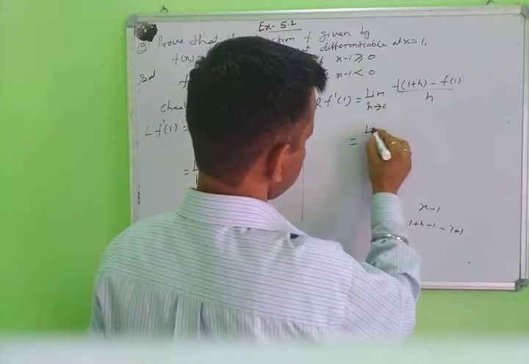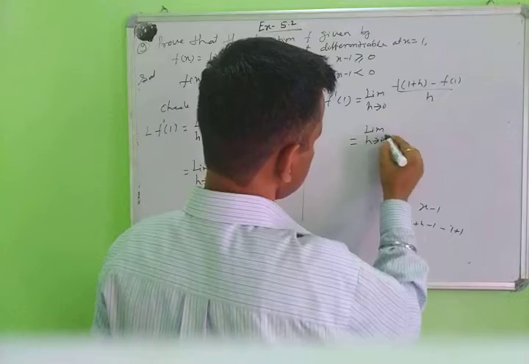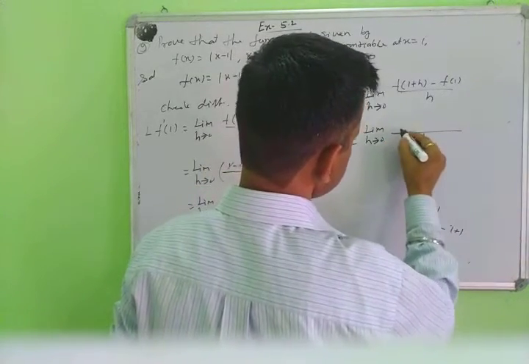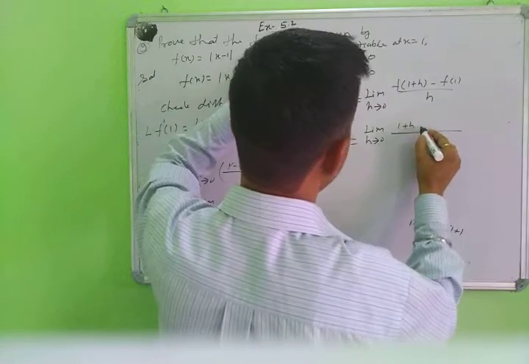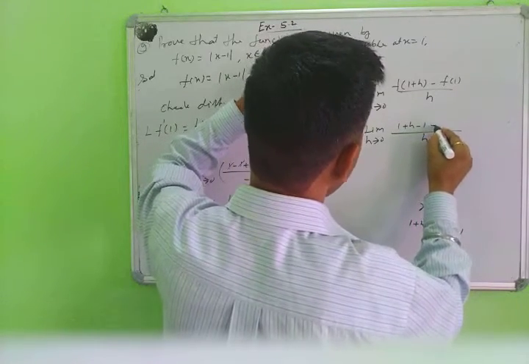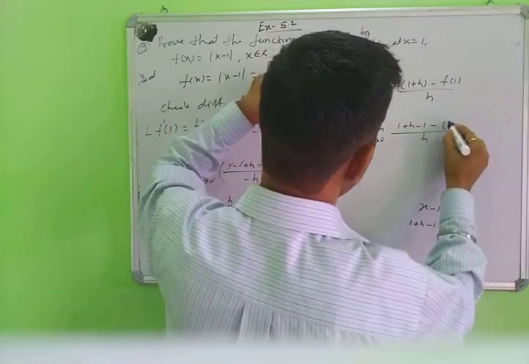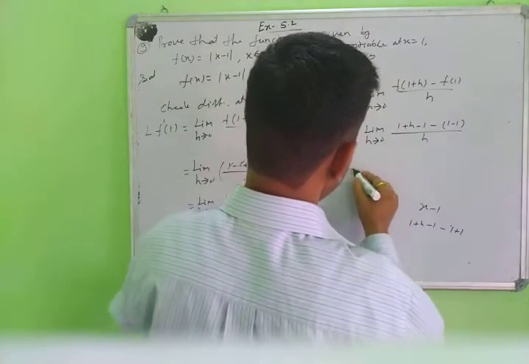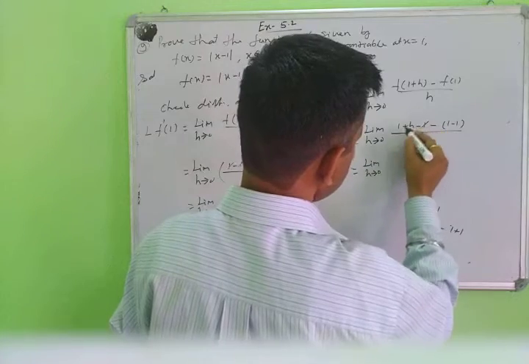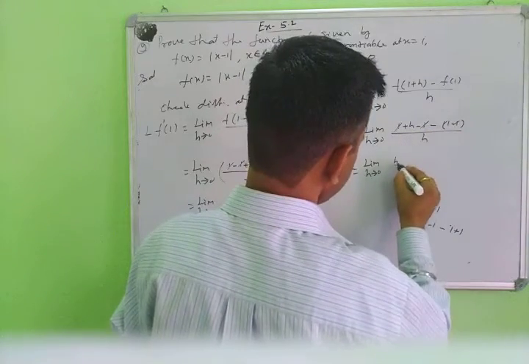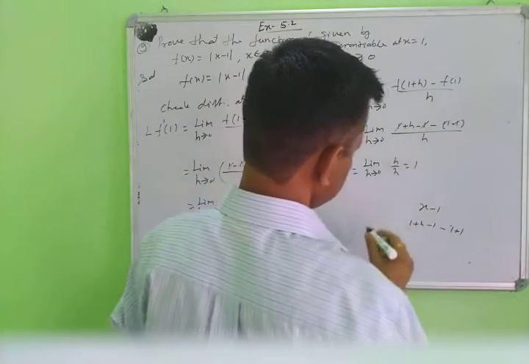The limit h tends to 0, here h, 1 plus h minus 1, again 1 minus 1. What will become here? The limit h tends to 0. This will be cancelled here, this also cancelled. h upon h comes out as positive 1.